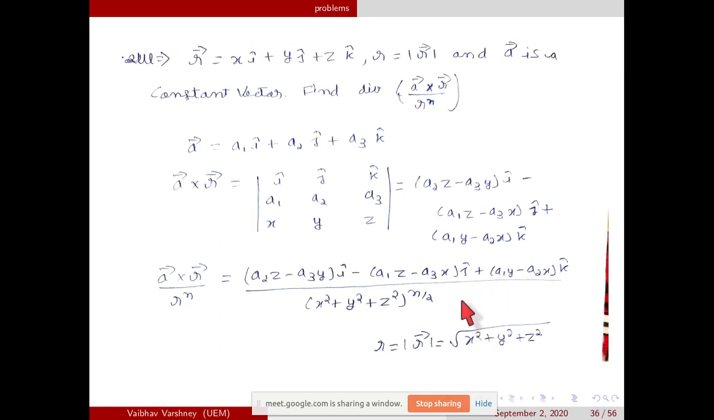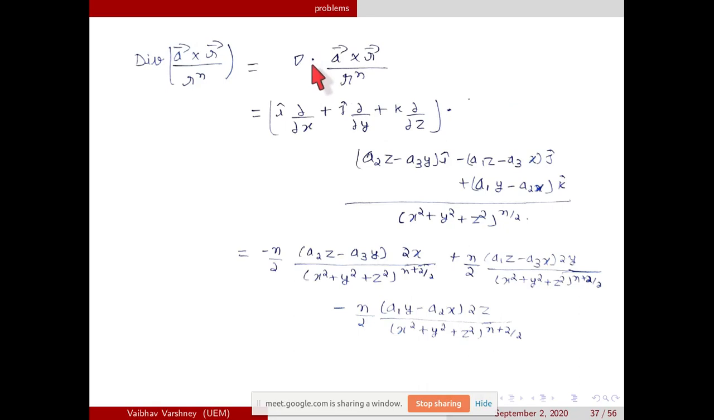Yeah, that's what I explained at the end. This n is clear, na? See, it is square root of x square plus y square plus z square. So you can write it as x square plus y square plus z square की power 1 by 2. And 1 by 2 into n is n by 2. Okay? Yes, sir. Okay.